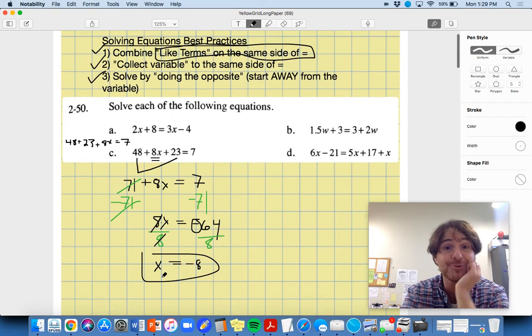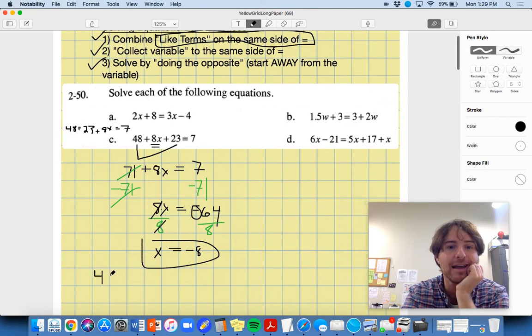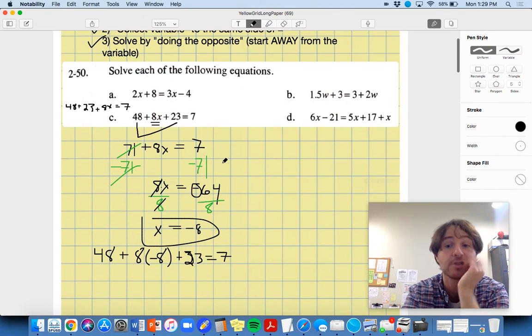How can I be sure my answer is right? I can plug back in, right? That's my solution here. Negative 8 should be the number that makes this equation true. So I plug in negative 8 for x, plus 23, and I'm going to just prove to you that my answer has to be right. So when it says check your answers, lots of us don't actually check, but you might as well check to make sure you got it right, especially if you're on a test, which we have a test coming up on Thursday.